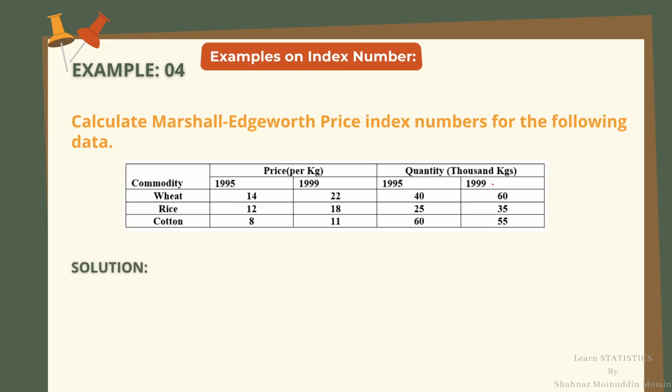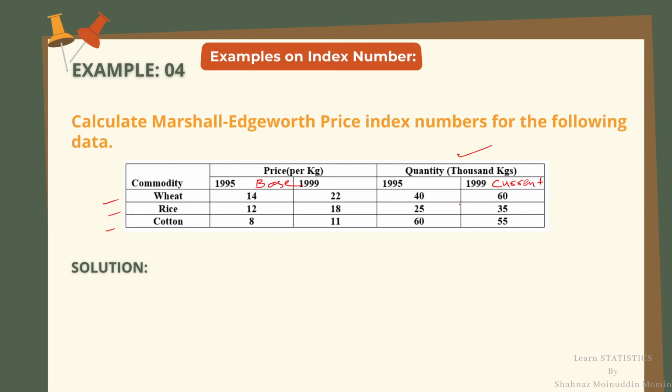Now we shall move to the fourth example. Calculate Marshall Edgeworth price index number for the following data. This is another type of index number. Here we are given the commodities rice and cotton and their prices in 1995 and 1999, and similarly the quantity in thousands of kilograms. Here 95 is the base year and 99 is the current year.